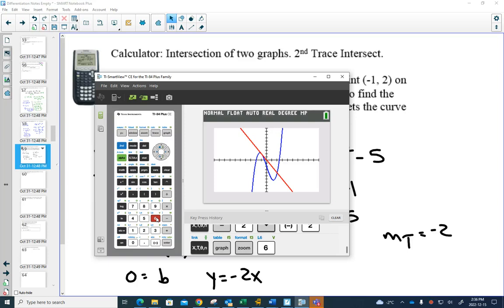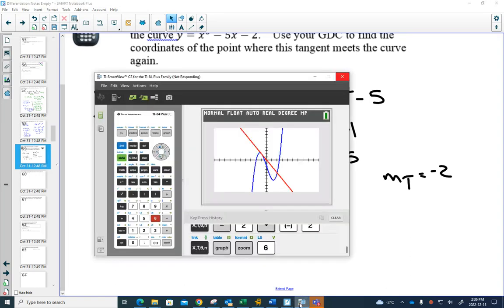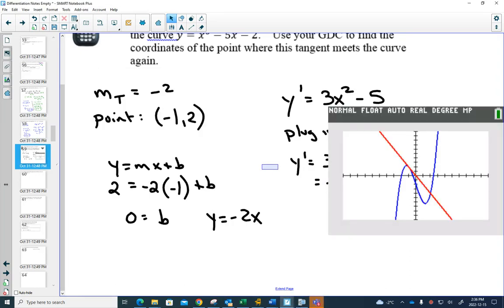Can you see? Here, I'll drag it over here. Maybe, maybe not. Try that again. Oh, I did.